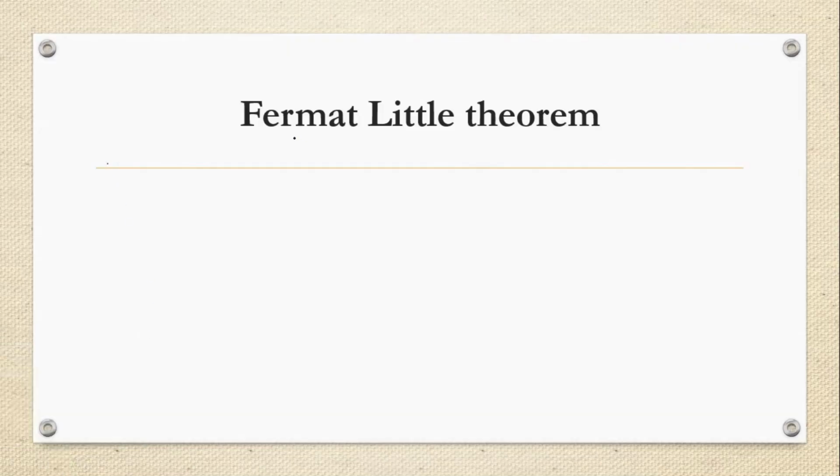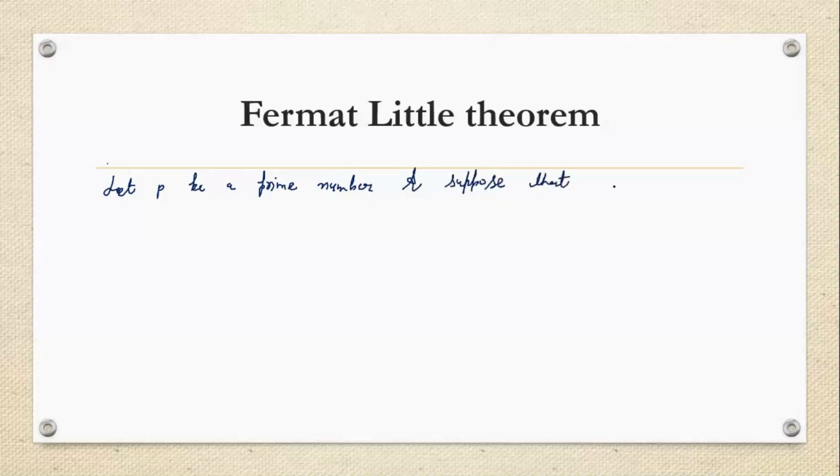So what does the Fermat Little Theorem say? The Fermat Little Theorem says: let P be a prime, any prime number, and suppose that P does not divide A, where A is any number. Okay, you can choose any. Then we can say A to the power P minus 1 will be congruent to 1 mod P.